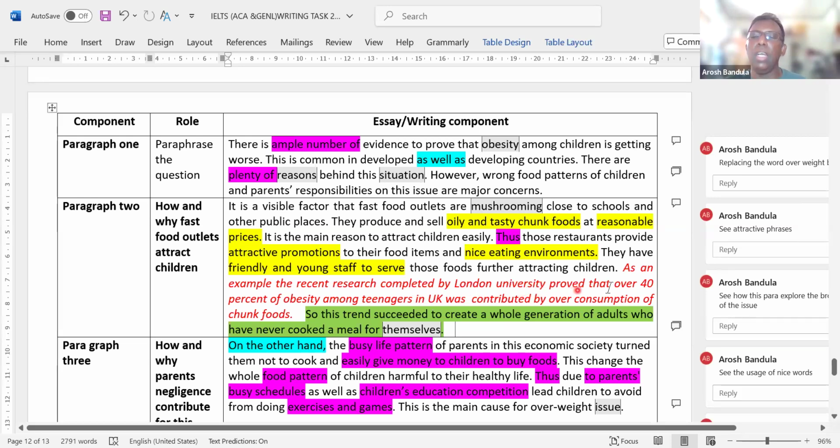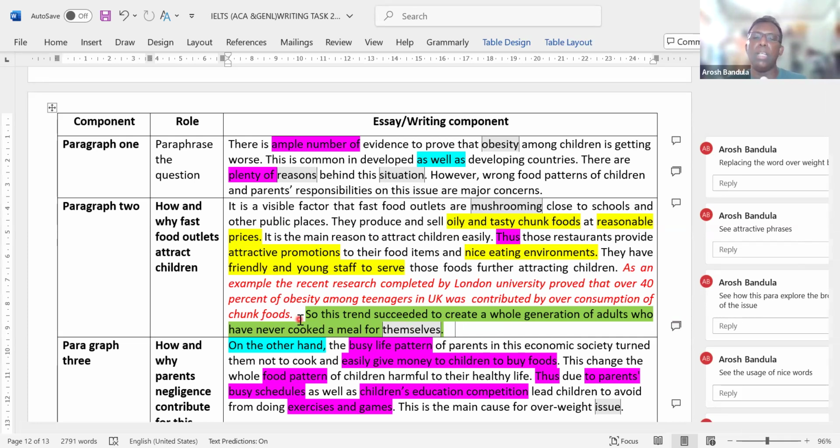London University proved that over 40% of obesity among teenagers in the UK was contributed by overconsumption of junk food. That example is very specific, very clear, and very clearly quantified. I am telling, as an example, recent research completed by who? London University. What they proved: 40% of obesity among teenagers in the UK was contributed by overconsumption of junk food.